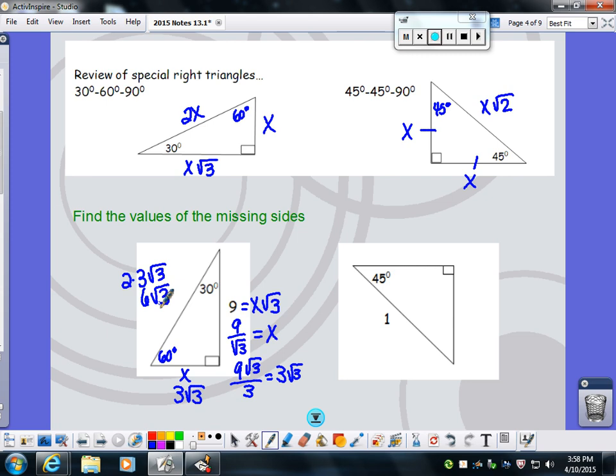This is a 45, 45, 90. So I know that these two legs are going to be congruent. Back at our formula up top, this is the hypotenuse. So x times the square root of 2 is equal to 1. Let's solve for x again. So x is equal to 1 over the square root of 2. Let's rationalize. That leaves us with the square root of 2 over 2. So that means our legs are square root of 2 over 2 for each of these.